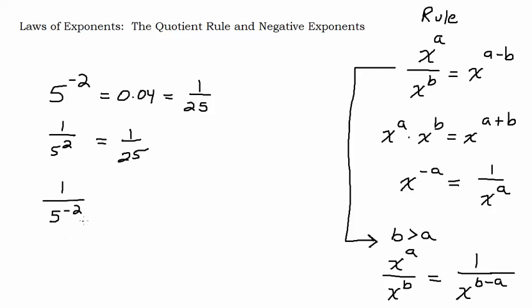what if the negative is already in the denominator? How do I do the reciprocal of it? When you do the reciprocal of something, you basically switch the numerator and the denominator.